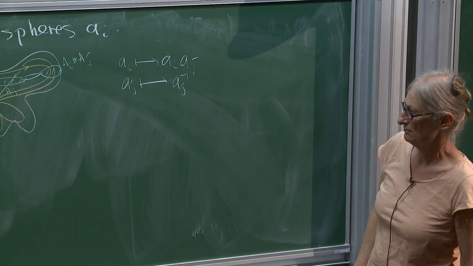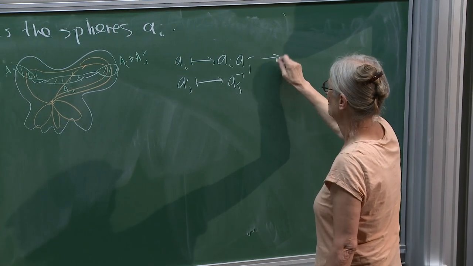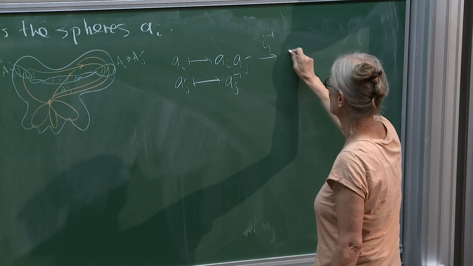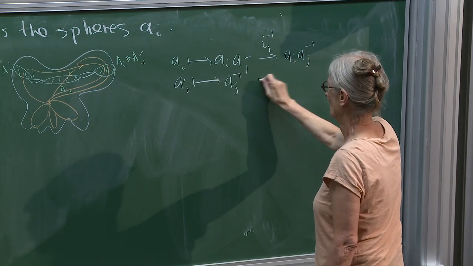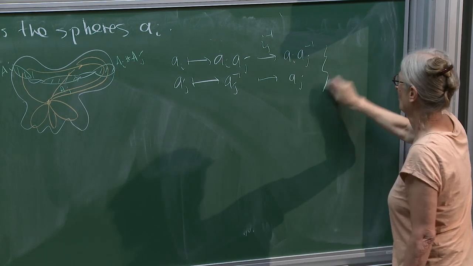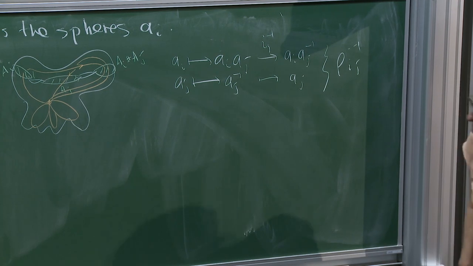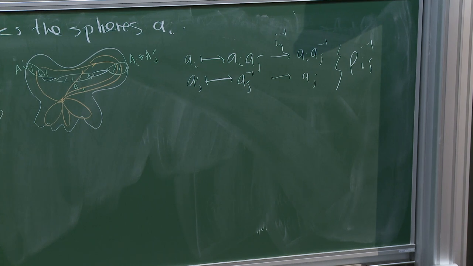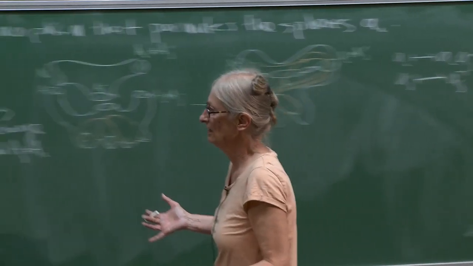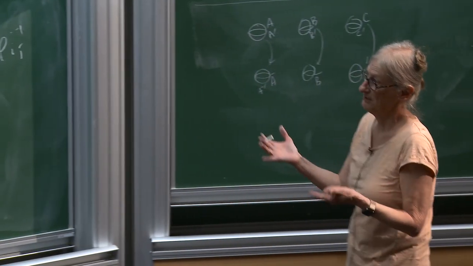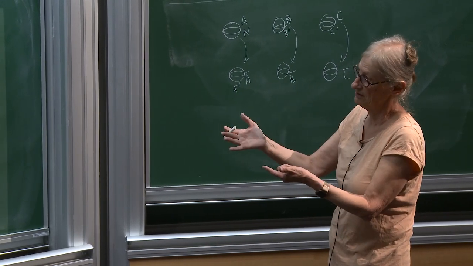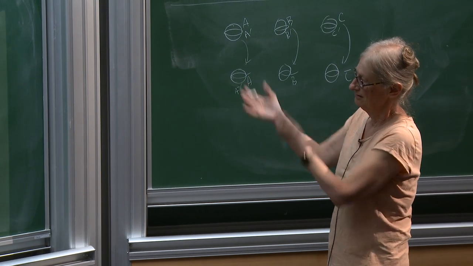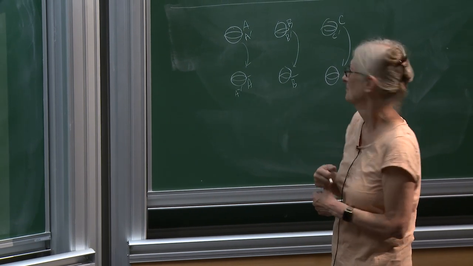It's not quite rho IJ. That's if I compose this with iota J inverse, this goes to AI AJ inverse, and this goes to AJ, and this is rho IJ inverse. Okay, so if I'd done this slightly differently, I would have got rho IJ instead of rho IJ inverse, composed with iota J. But this is the basic move. You take a sphere AI. So that's the basic move, a diffeomorphism of the three-manifold that realizes one of these rho IJs.